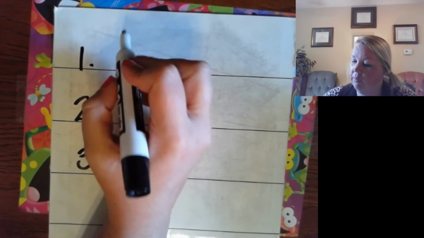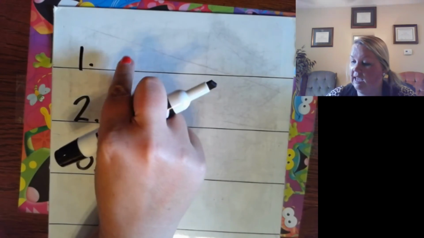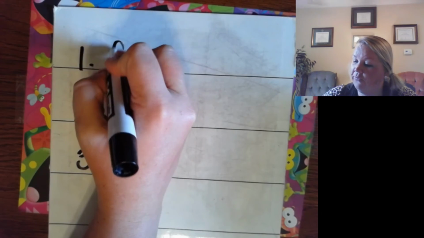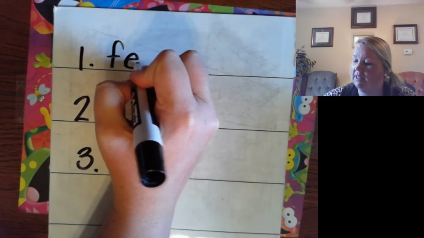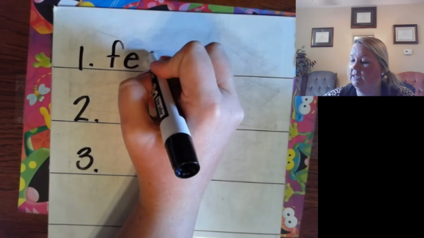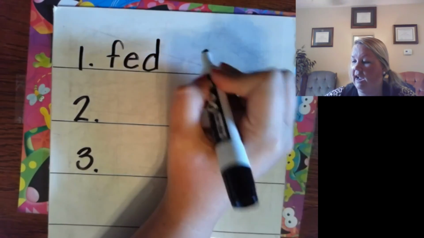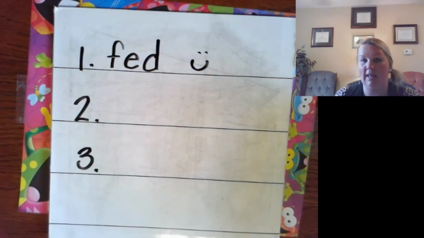If I'm going to write that word, I need to know how many sounds that I hear. Fed. I hear 3 sounds. I know it's spelled with an F. E is spelled with an E. D is spelled with a D. I got that one correct. I give myself a smiley face.